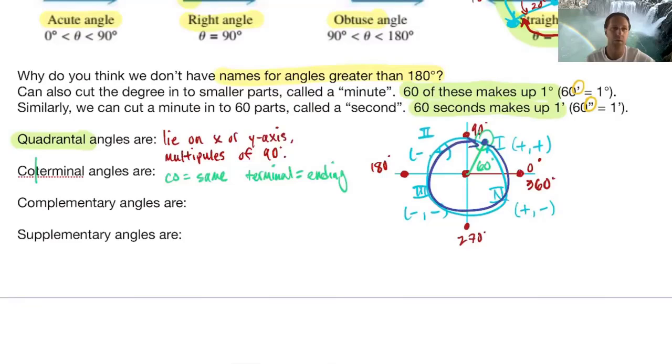So coterminal angles, again, are any angle that has the exact same ending. So they must differ by a positive or negative 360 degrees. Okay, any multiple of that. All right, and we'll go over this a little bit more as we continue on, but just trying to give you all the basics real quick.